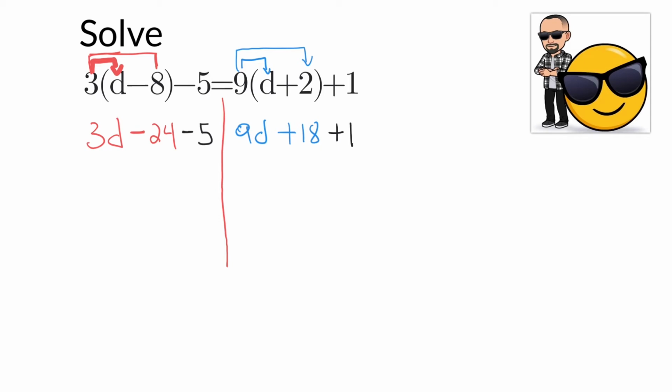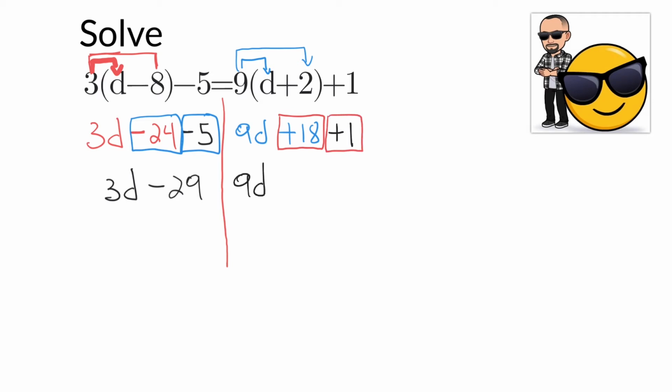So on the left side I have 2 constants, the negative 24 and the negative 5, or you can say minus 24 minus 5. So I'm going to bring down the 3d. I'm going to combine negative 24 minus 5, that's negative 29. On the other side, I also have 2 constants. The constants are the 18, which is positive, and the positive 1. So I'm going to bring down the 9d, and I'm going to combine the 18 plus 1. That's going to be 19 right there. So we combined like terms.